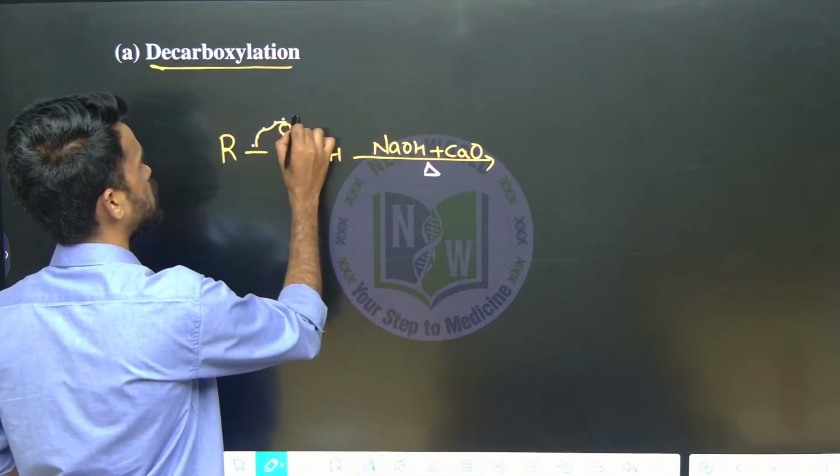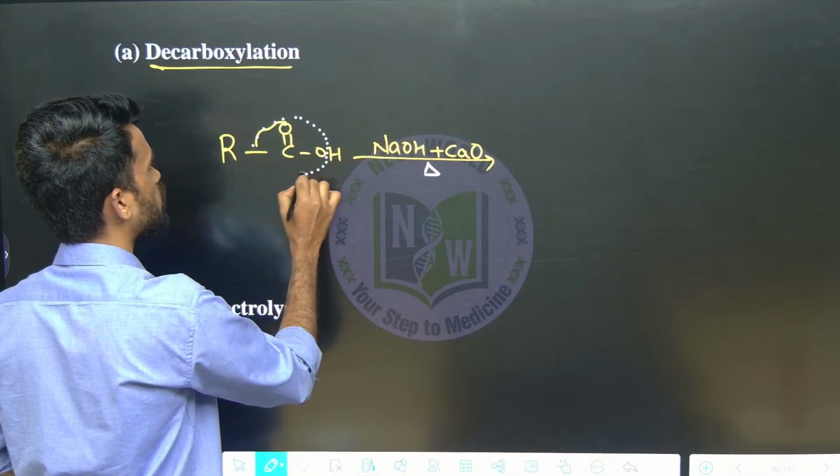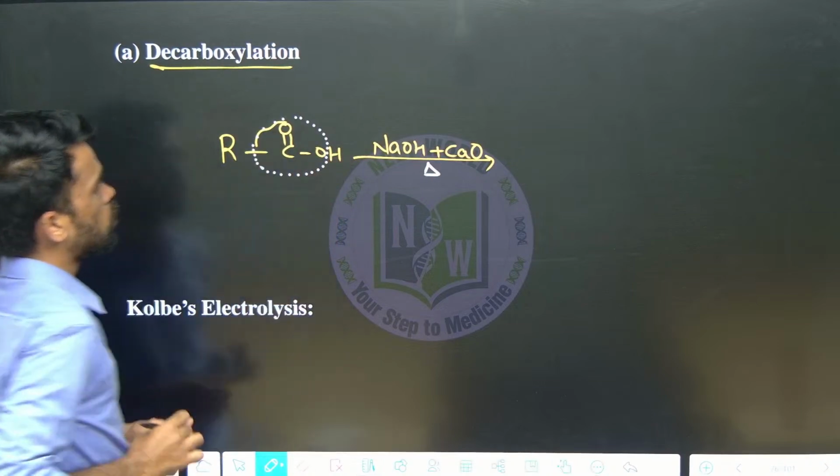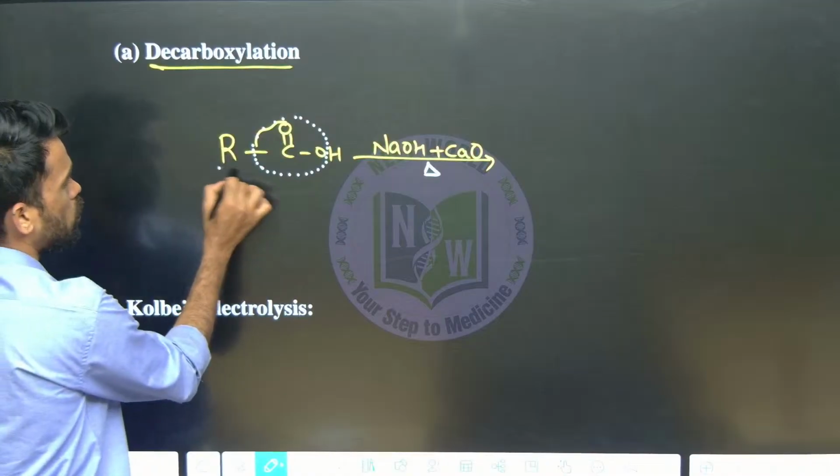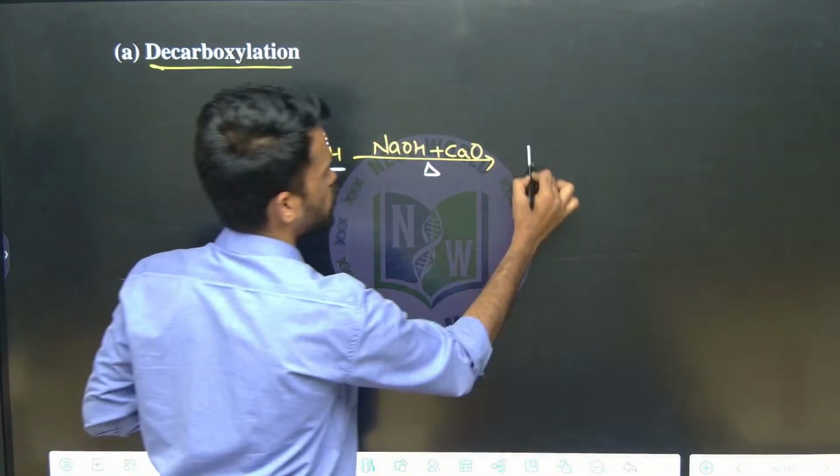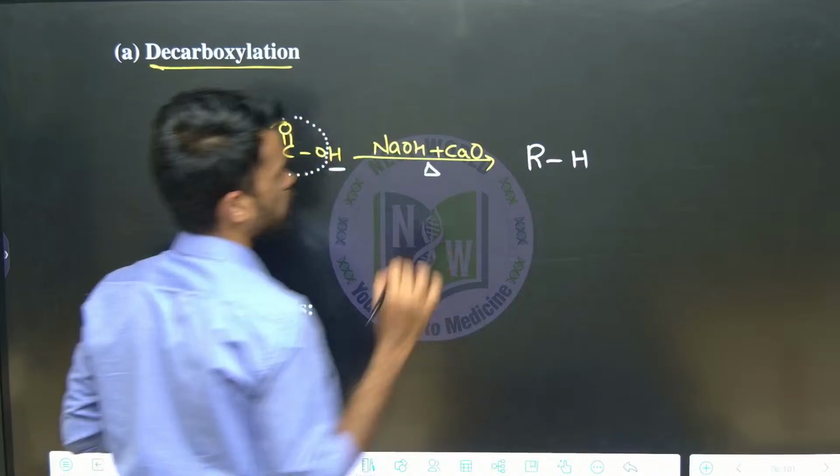See what is eliminated? This CO2. Decarboxylation means removal of CO2. If we remove CO2, what is the part we have? R and H. So the product formed here is RH. That's it. This is what happens.